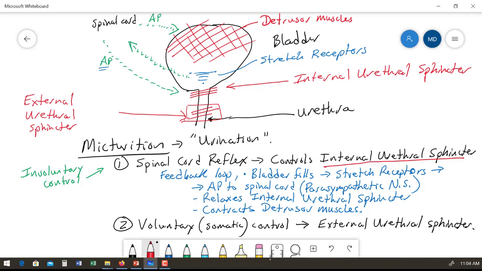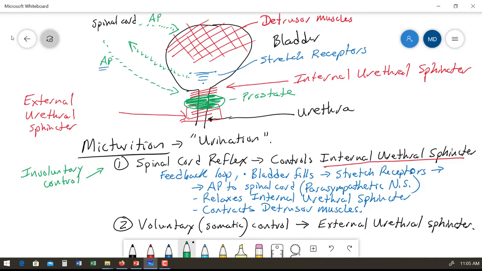Now, there can be problems with the system, particularly in men. So in men, they of course have certain body parts that are in the way. So in this case, the prostate gland. So the prostate gland sits right about here, and you can see that it sits in between the internal and external sphincters. So this is prostate.